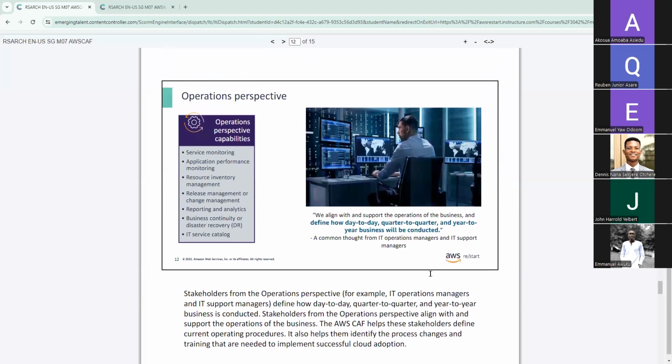Now, operations. How you run your day-to-day, the processes or the operations that are helping you to run your business. When you make the move, would you still be able to do those things as seamlessly and as freely as you do? So service monitoring, application performance monitoring, resource inventory management, some disaster recovery mechanisms, incident response, all of those things.